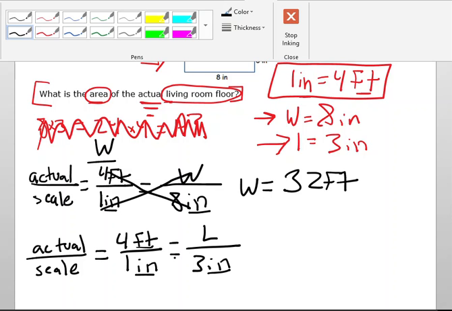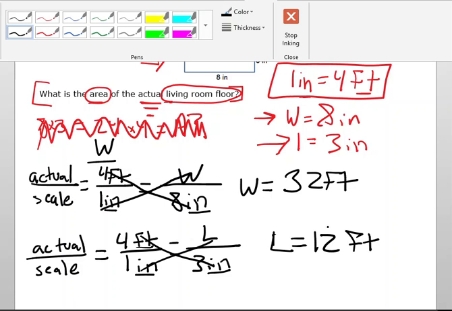It's important that you remain consistent across the numerators and the denominators. So my length here, again, I'll cross multiply. 1 times L, and 4 times 3 is 12. My length here is 12 feet.